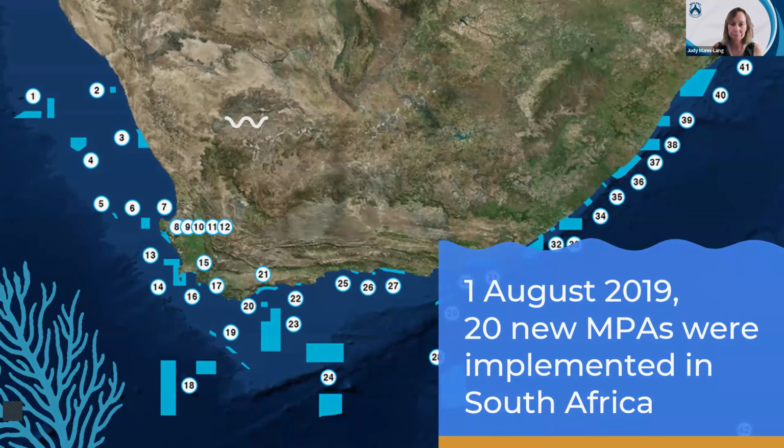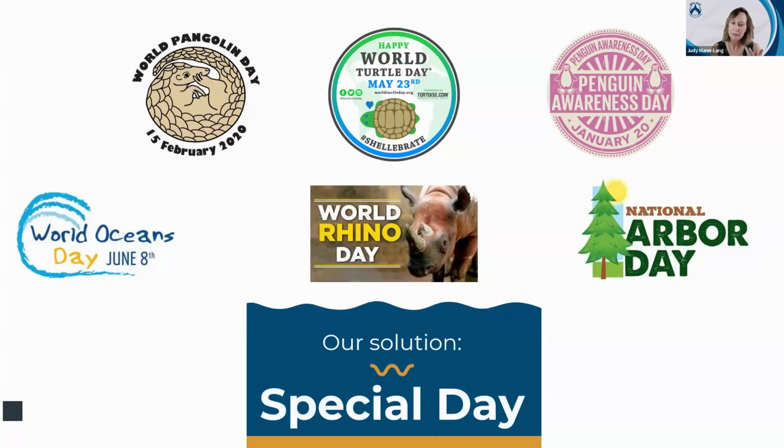And that was the challenge that was posed to us, is how do we keep raising awareness and building support for MPAs? So I started thinking, and one morning in the shower, I thought, we have a special day for everything. We have World Oceans Day, World Pangolin Day, Rhino Day, Arbor Day, Penguin Day. In fact, there are probably almost 100 different special days to celebrate different things. And these are very effective at raising awareness of these various issues.